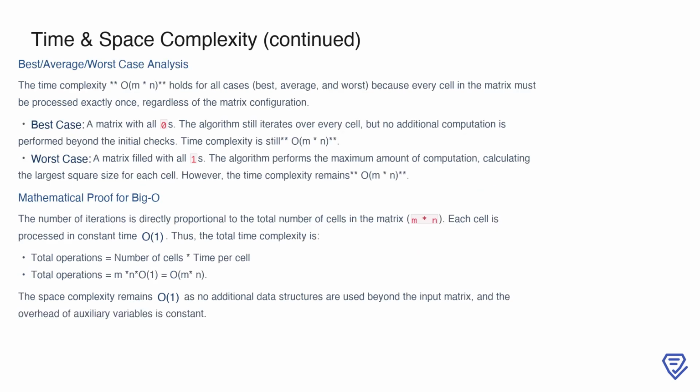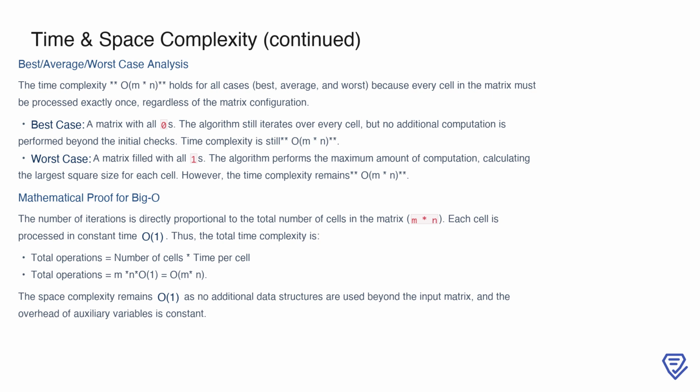The time complexity, O(m*n), holds true across all cases, whether best, average, or worst. This is because every cell in the matrix must be processed exactly once, regardless of the values within the matrix. In the best-case scenario, where the matrix contains only zeros, the algorithm still iterates over all cells, but no additional calculations beyond the initial checks are needed. In the worst-case scenario, where the matrix is filled entirely with ones, the algorithm performs the maximum possible computations, determining the size of the largest square at each cell.